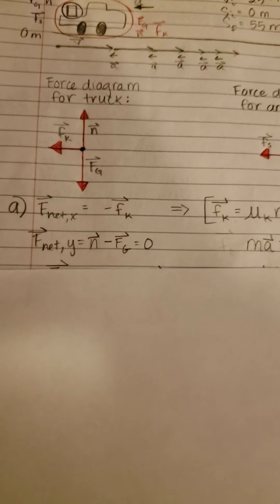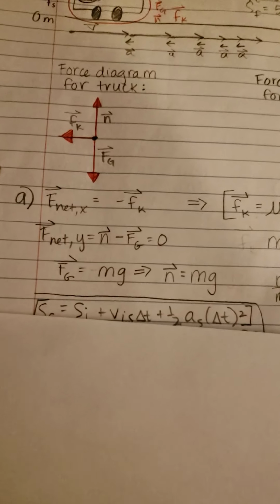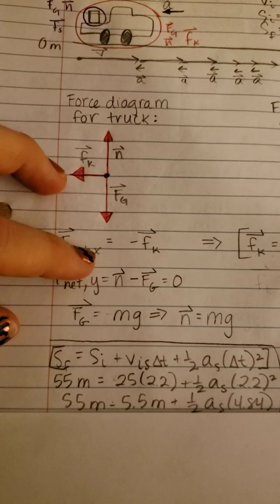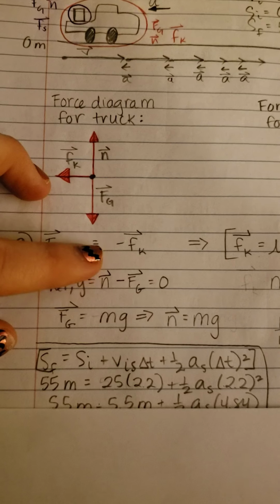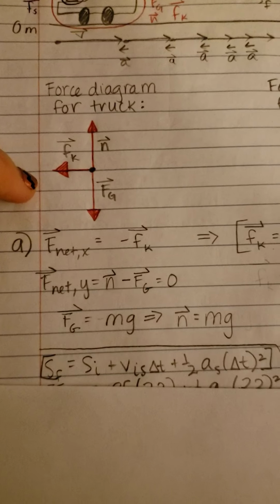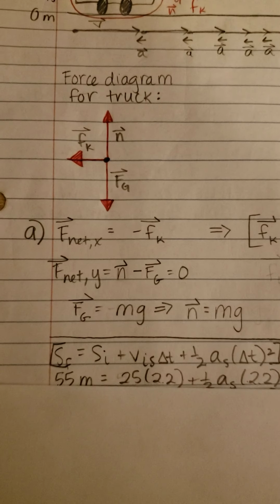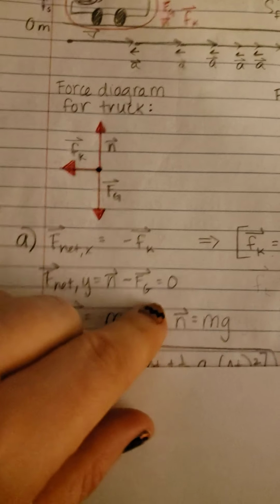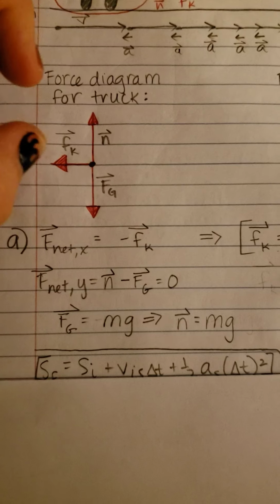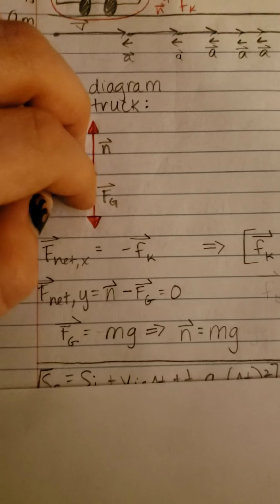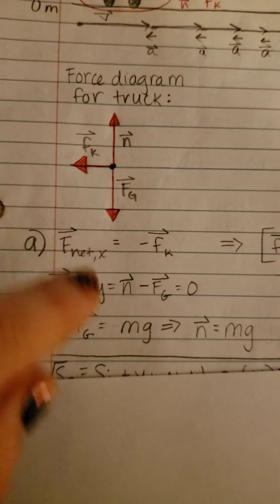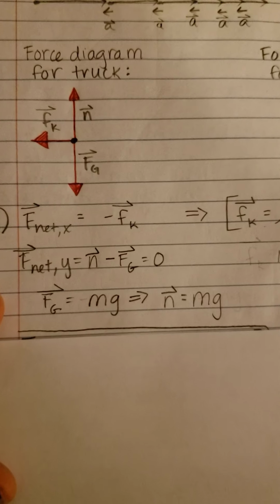So for part A, we want to start off by breaking down our net forces. So for the x component, we know it's just negative force of friction because that's our only one on our x coordinate. For y, we know it's 0 because there's no net force, or the net force is equal in the y direction. So positive N minus gravitational force.